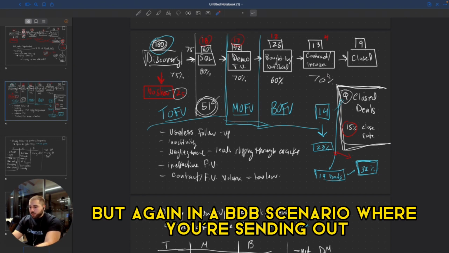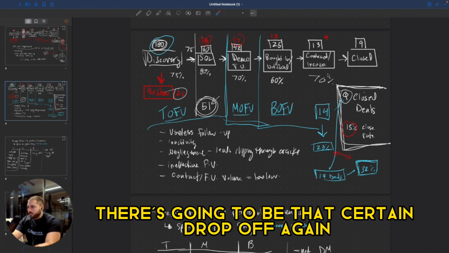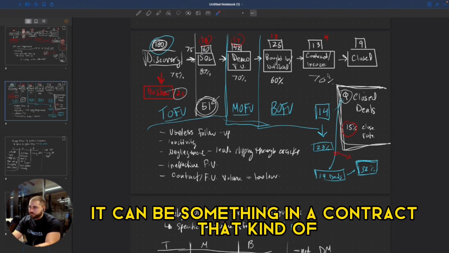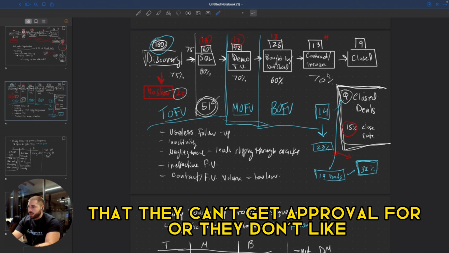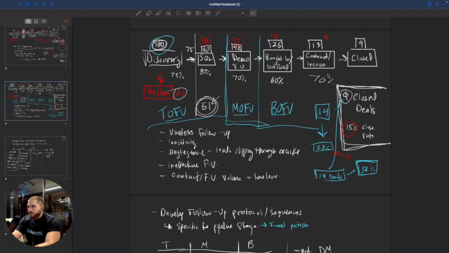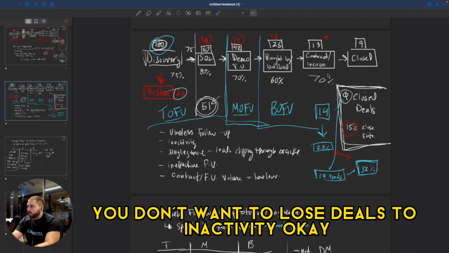But again, in a B2B scenario where you're sending out proposals or contracts, there's going to be a certain drop off. It can be something in the contract that they've seen, or their legal team has seen, that they can't get approval for, or they don't like, or that you need to change. Again, this is all about figuring out what it is that's actually holding them up. You don't want to lose deals to inactivity.